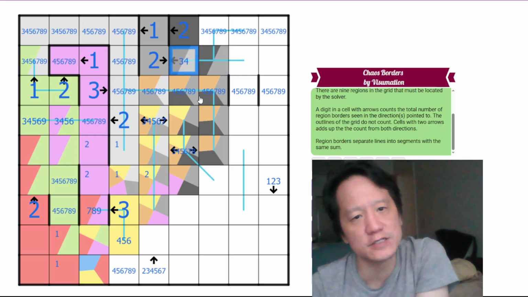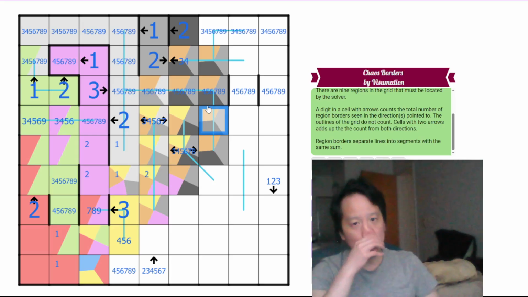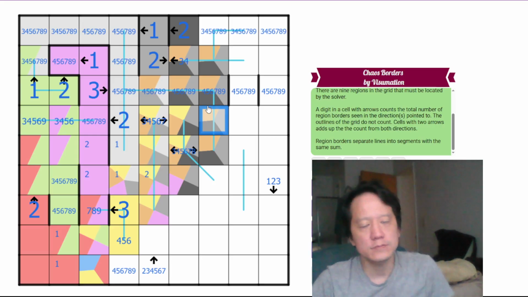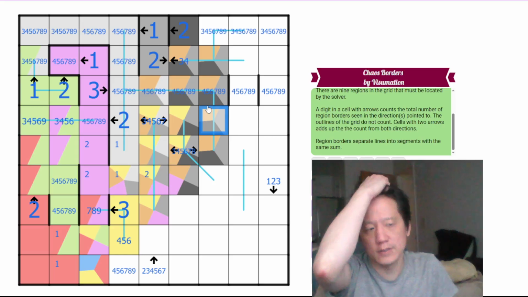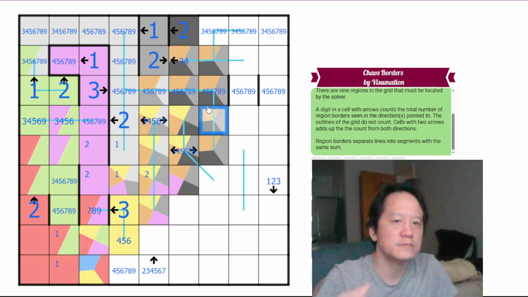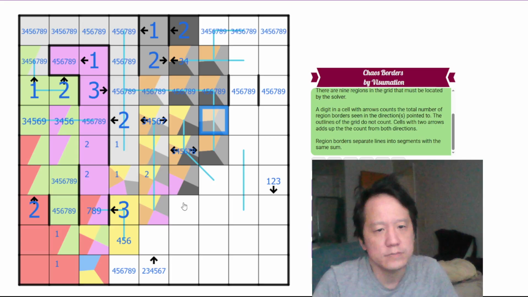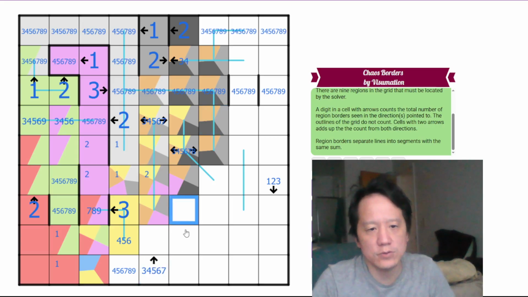Heck, this actually doesn't even have to be. It could be like some sort of orange too. It doesn't actually have to be dark. This can't be 2.